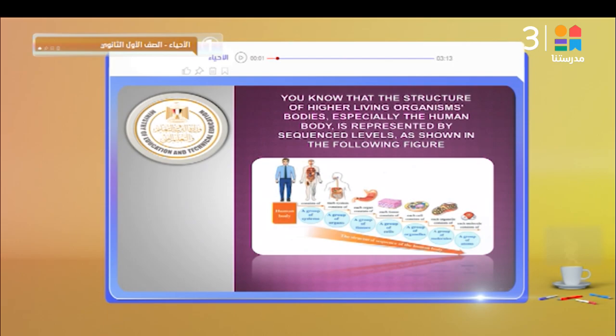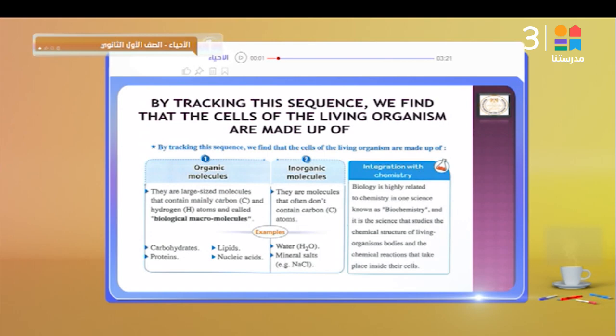We can classify the substances that enter the structure of living organisms. Okay? Organic substances and inorganic substances. The main components of organic substances are carbon and hydrogen. That means carbon and hydrogen are essential in the structure of organic substances. But in inorganic substances, carbon and hydrogen are not essential. Maybe hydrogen, oxygen, nitrogen, or other substances.